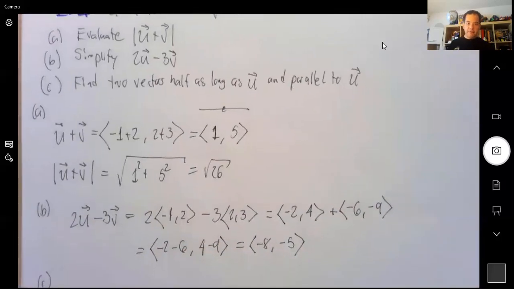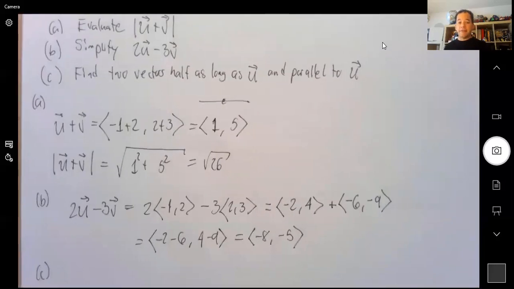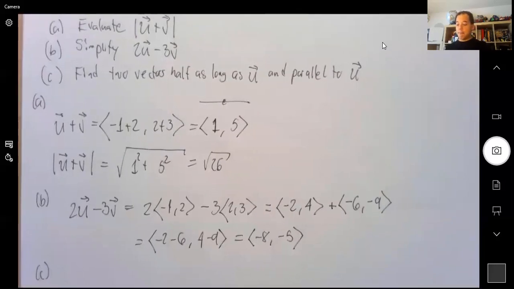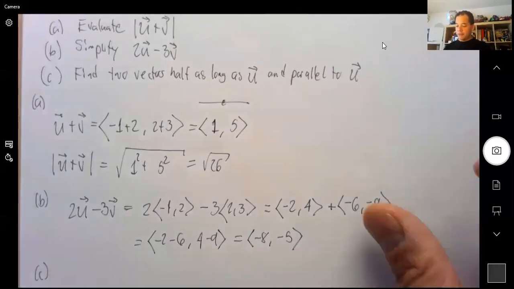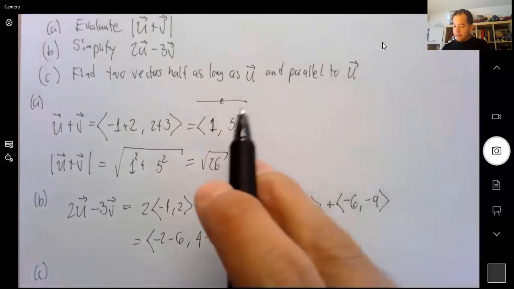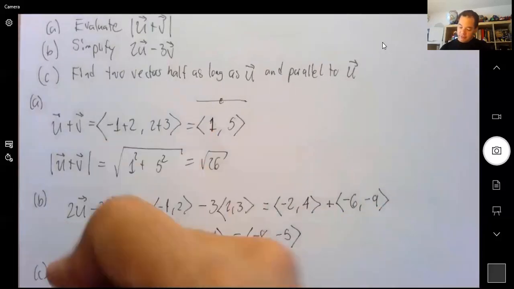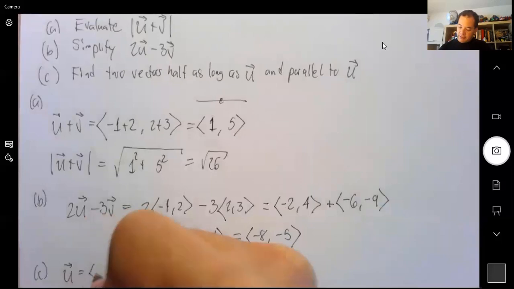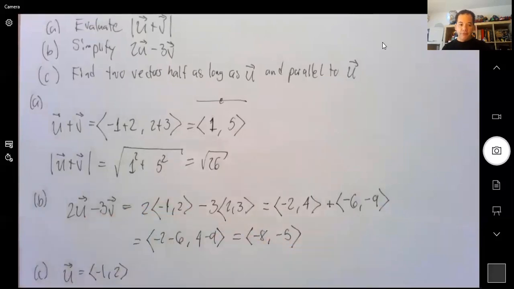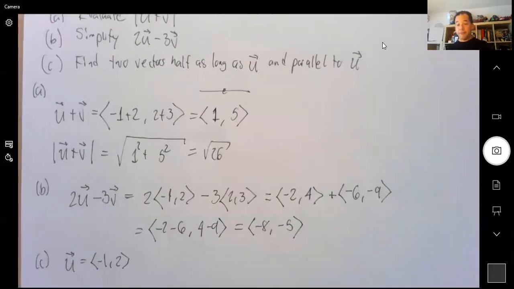All right, now how about part C? It says find two vectors half as long as u and parallel to u. Okay, so where is u? u is -1, 2.